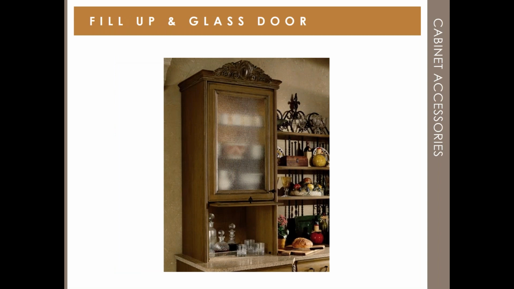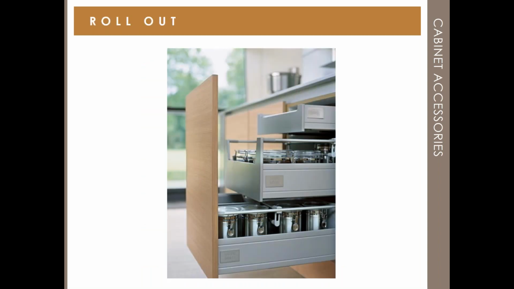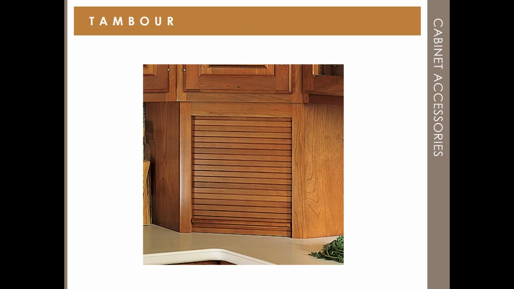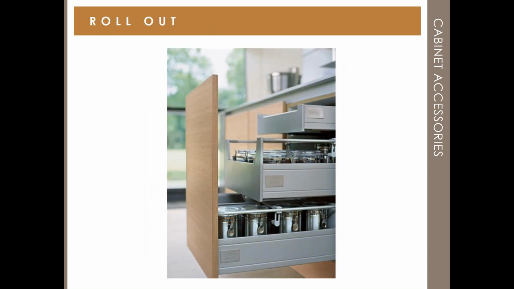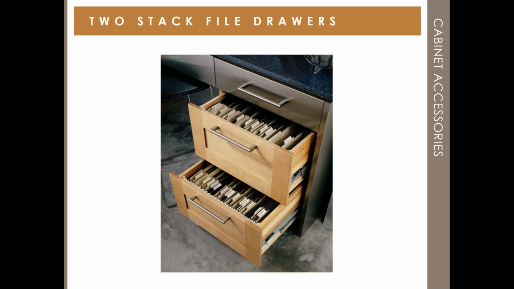Flip up and retract doors. They can be used for command centers, not as much for bars. People don't like the tambour on the appliance garages. That's not very popular today. They want either something more of a flip and retract, or just having the appliances exposed on the countertop. Roll out shelves. Another version of it. File drawers. You can put a file drawer in the kitchen.